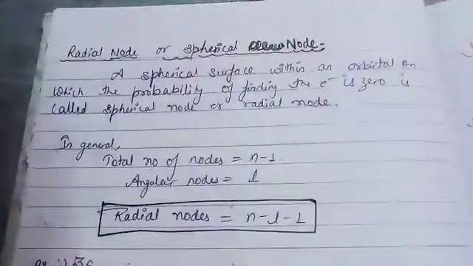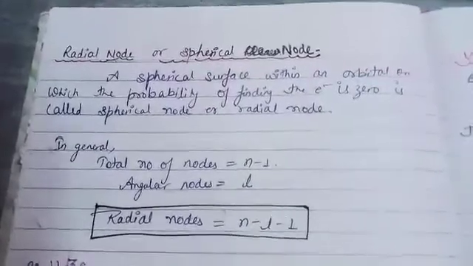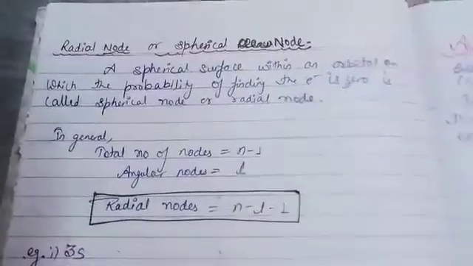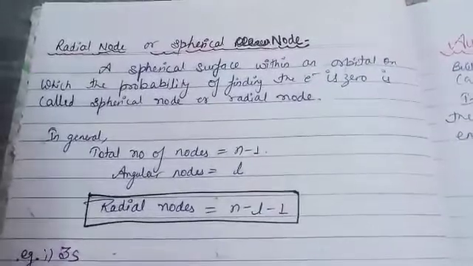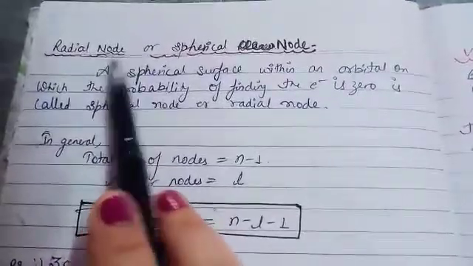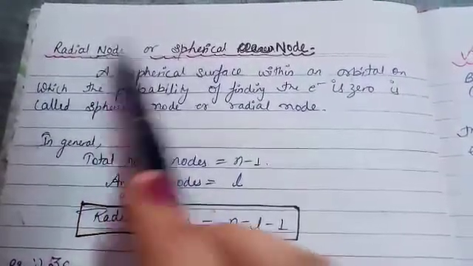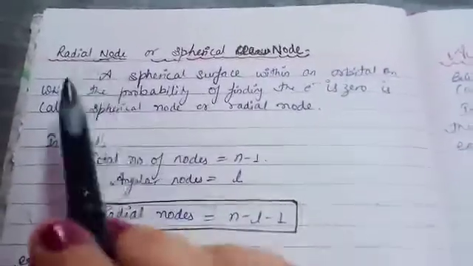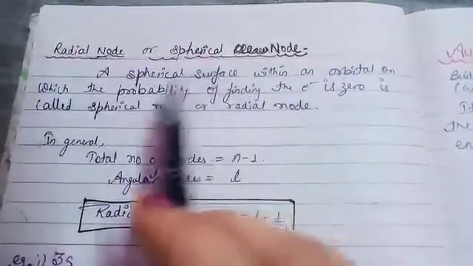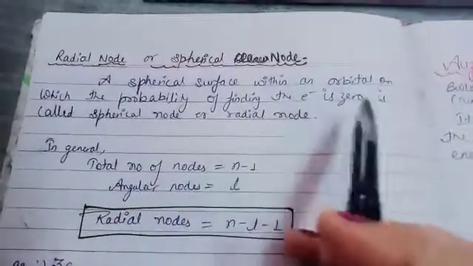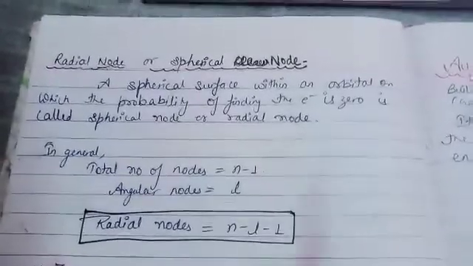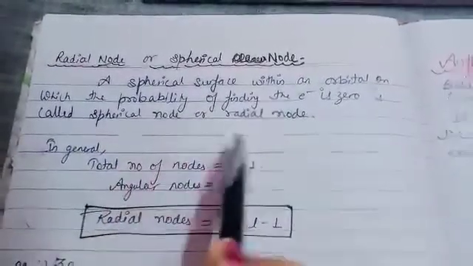Now after shapes of orbital, one more term is there. Although questions on it are important, in competitive exams also, the question is asked: how many radial nodes are possible? Wherever the word node is there, it means we are talking about the region where the probability of finding an electron is 0. The radial node, or spherical node, is the same thing. It's a spherical surface within an orbit on which the probability of finding the electron is 0.